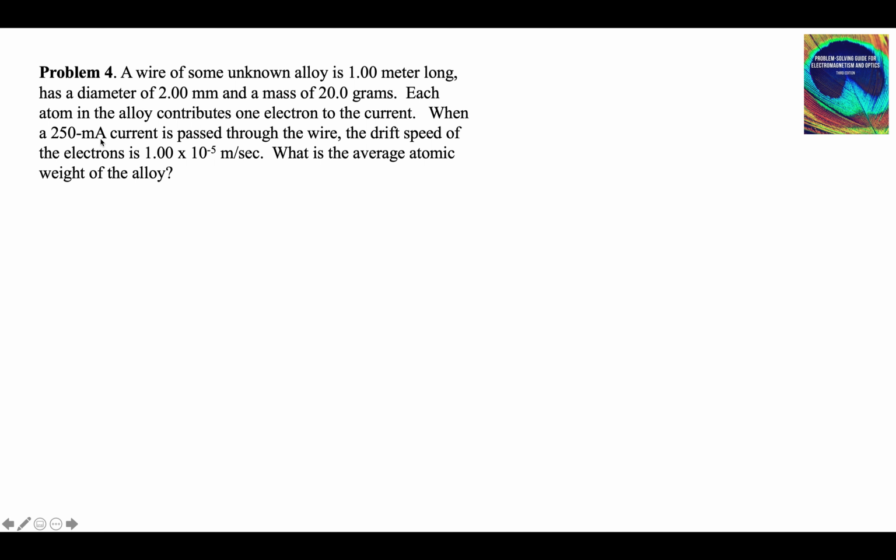When a 250 milliamp current is passed through the wire, the drift speed of the electrons is 1 times 10 to the minus 5th meters per second. What is the average atomic weight of the alloy? Atomic weight, grams per mole.